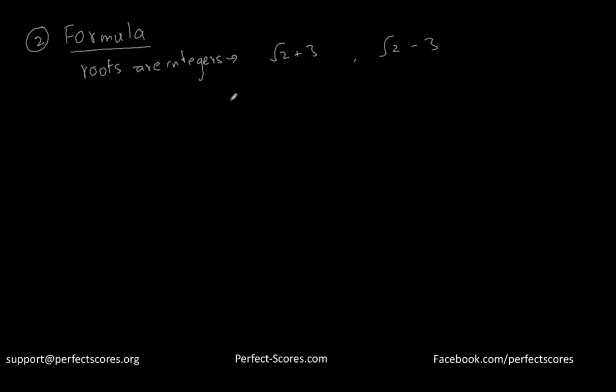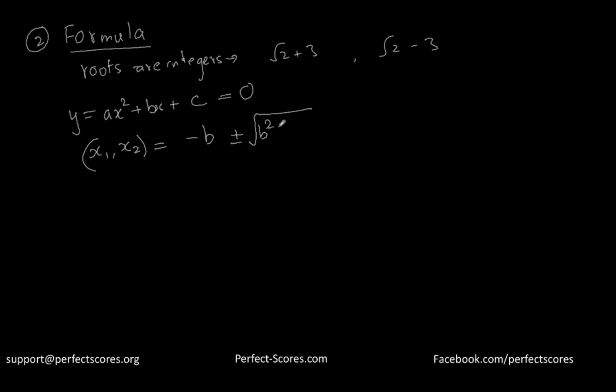Now, it says that if you have a quadratic equation, y is equal to ax square plus bx plus c, then the roots are going to be, roots meaning when this is going to be 0, x is going to give you two values. Let's suppose those two values are x1 and x2. Those two values are given by this formula: minus b plus minus square root of b square minus 4ac, divided by 2 times a.